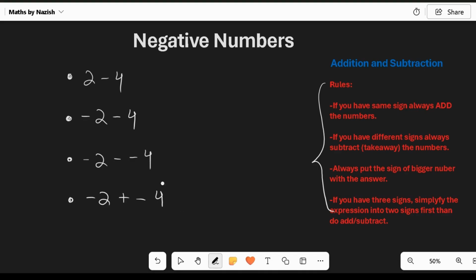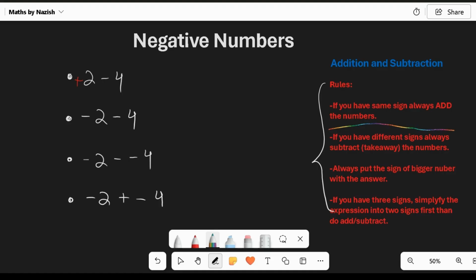So if you see the first question, you have 2 take away 4, and the 2 doesn't have any sign with it, okay? So when you have a number with a missing sign, this means that number is always positive, okay? First I'm going to put a positive sign with 2. Okay, now 2 is positive, 4 is negative, I mean I have the opposite signs, right? I don't have the same signs, I have different signs. And according to my rule, if you have different signs, always subtract the numbers. All right, so I'm going to just subtract them. So 4 take away 2 is 2.